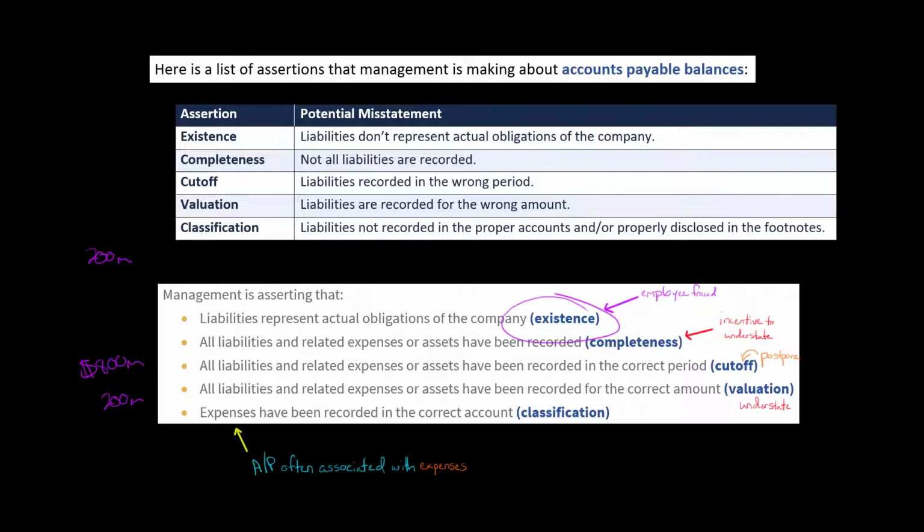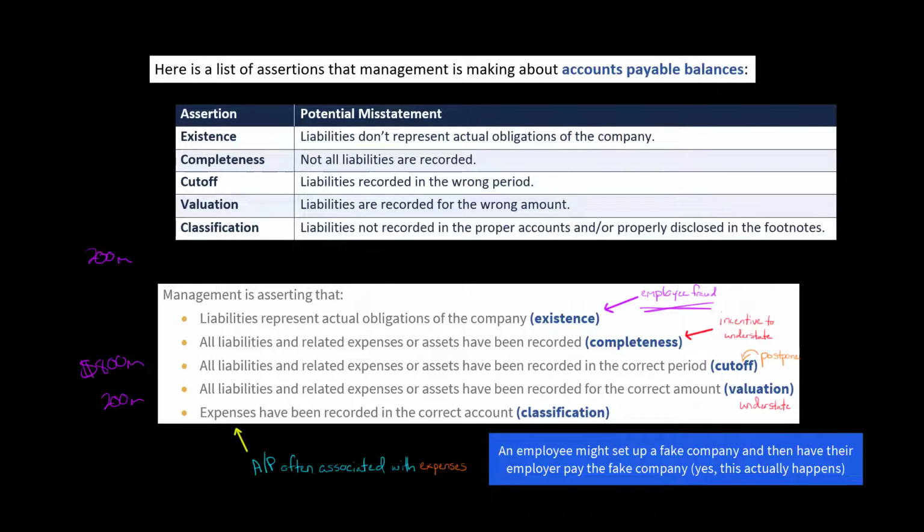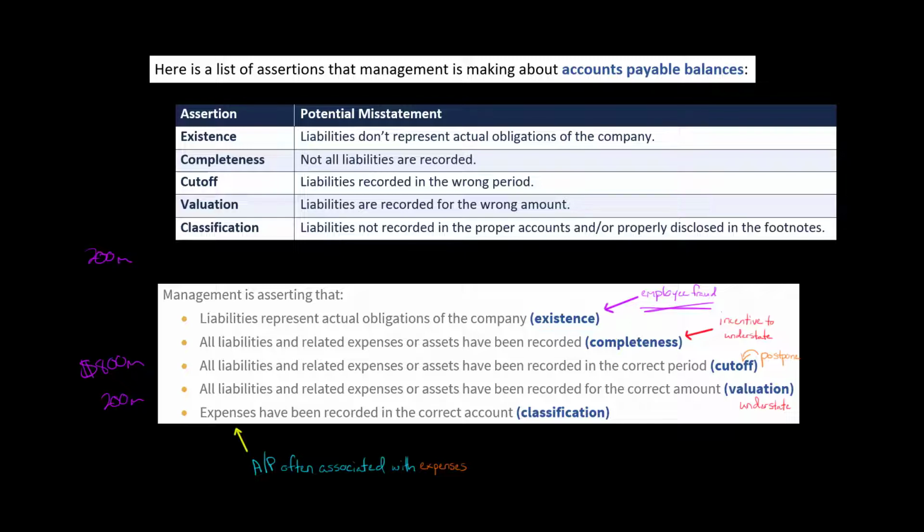However, I still have existence assertion up here because it is important to the extent that the company's employees might commit fraud. For example, setting up a fictitious vendor, or somehow getting the company to pay for personal expenses of that employee. So it might be the case that there's a liability that is not a true liability of the company, and it's something that has to do with an employee of the company committing fraud. Okay, so that's why existence is up there as a relevant assertion. It's just not as important as completeness when we're talking about the purchasing process.